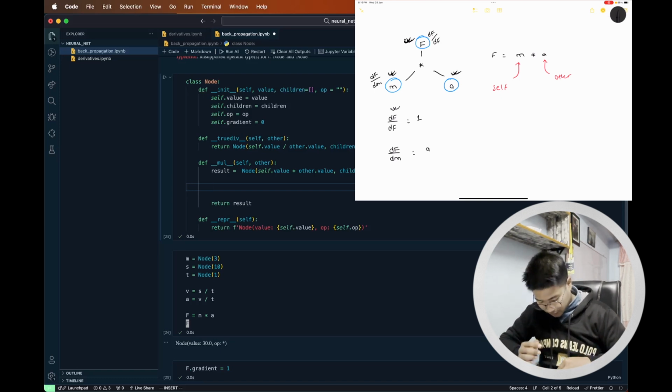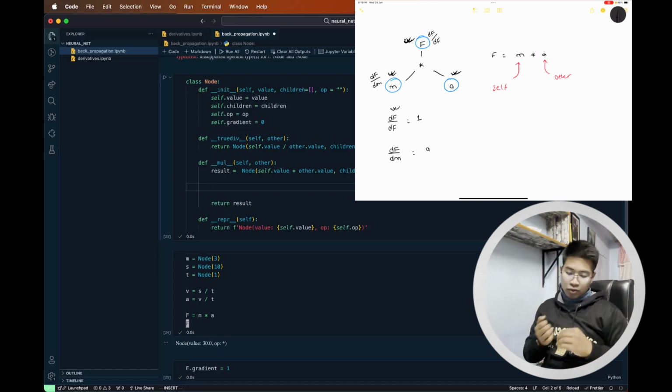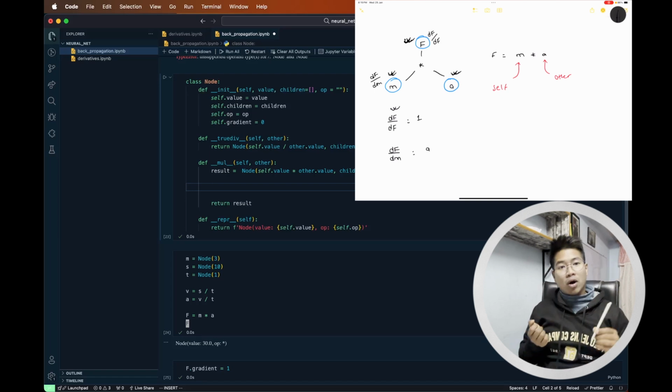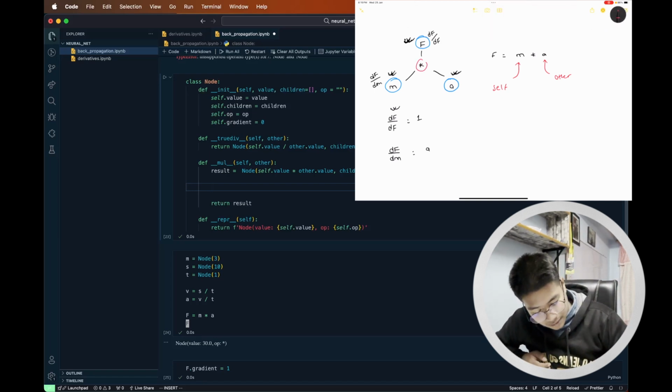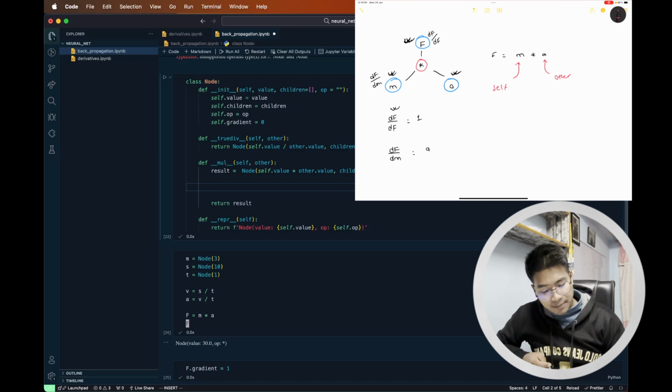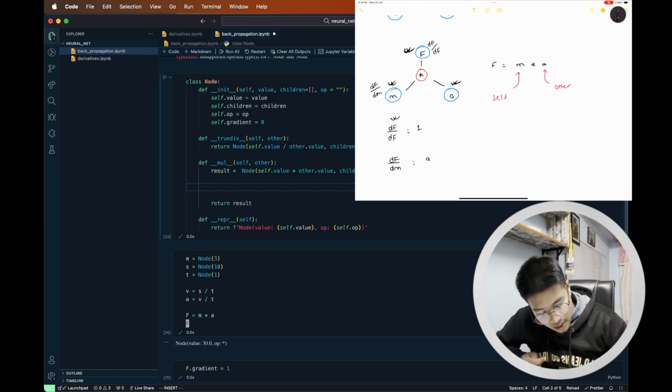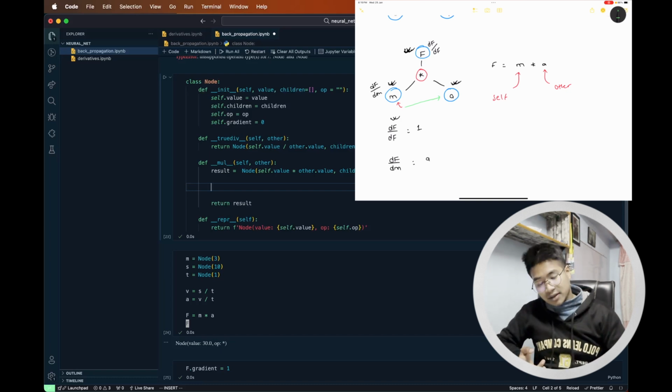Okay, great. So it turns out that whenever you do a multiplication, right? So over here, this case is a multiplication, right? So whenever you do a multiplication, if you want to find the gradient of m, that is always going to be the value of the other thing.